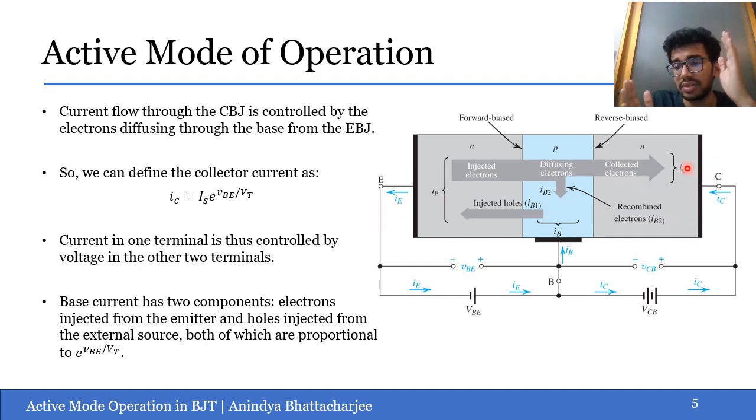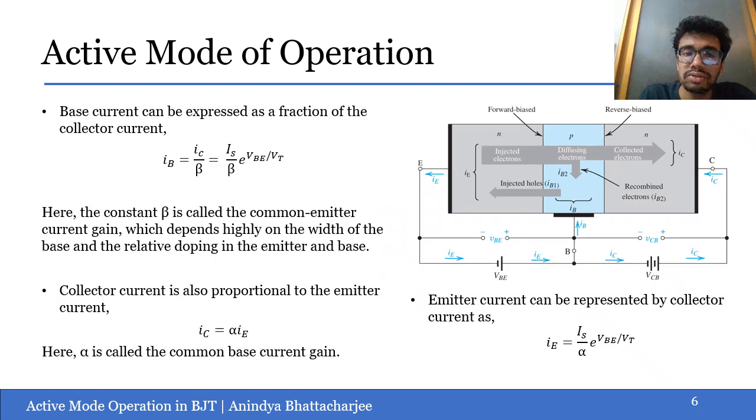The base design choices are what? The base is thin and it has a very low doping. So most of the electrons injected from the emitter should get swept into the collector region, and the base current should be very, very small. So we can represent the base current as a fraction of the collector current. Here beta is a constant which is higher than 1, obviously, because the base current is smaller than the collector current.